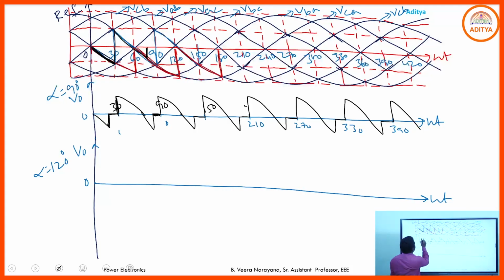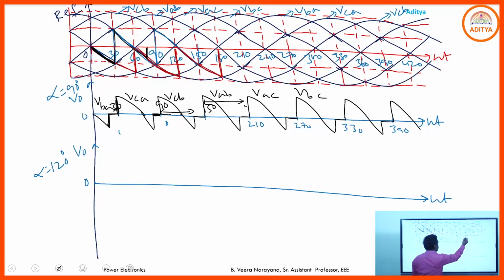Here it is the output voltage due to the VBA, it is VCA, it is VCB, and here it is VAB, VAC, VBC, VBA, like that. This is for discontinuous conduction mode. And this is the RL load under discontinuous conduction mode.